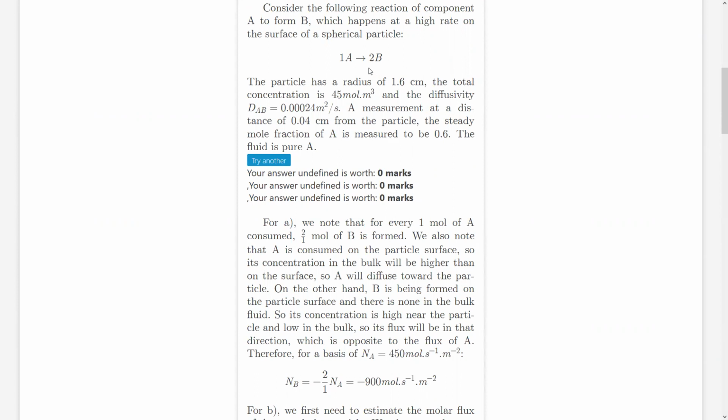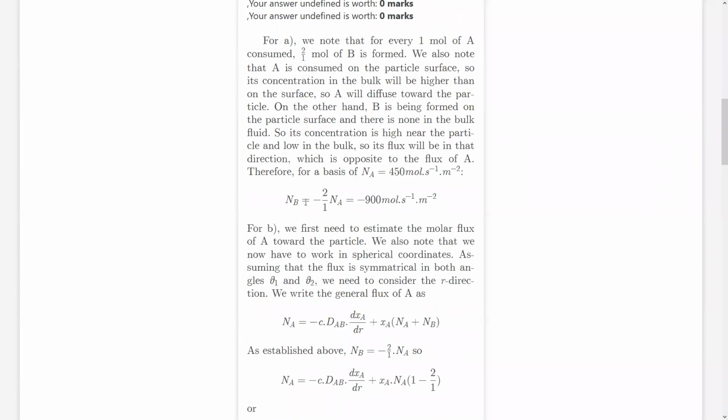And remember last time I said be very careful with writing it the right way around. Don't read this as NA equals 2 NB, right? This means that you've got twice as much B as A. So NB is 2 NA. So the 2 is on the other side. So NB is 2 NA.